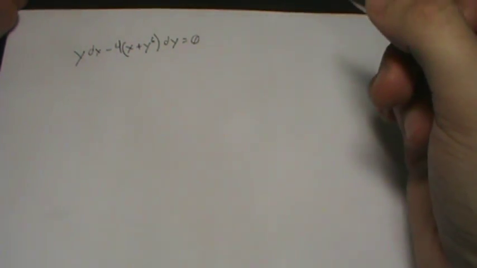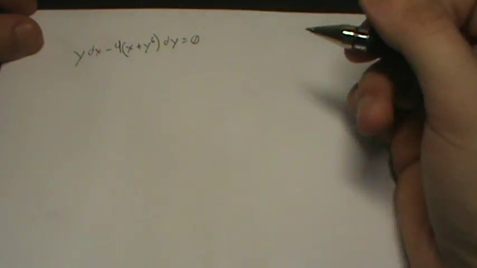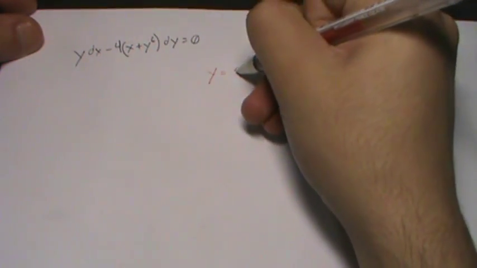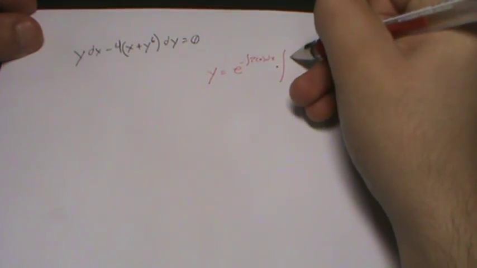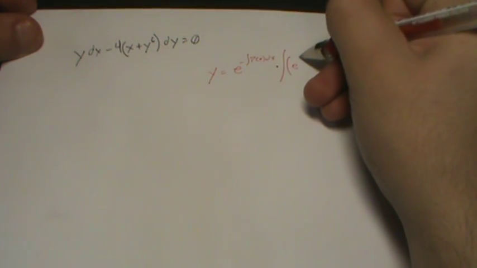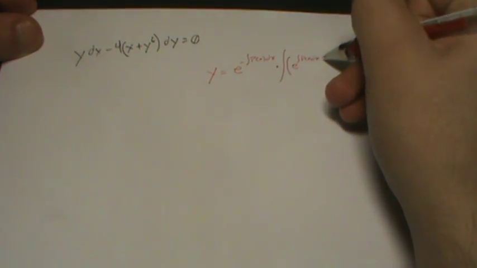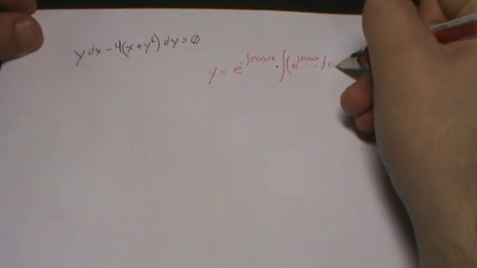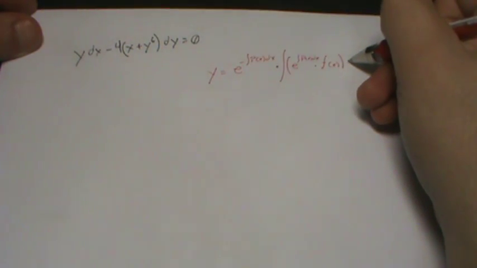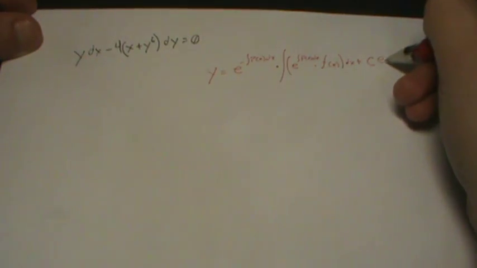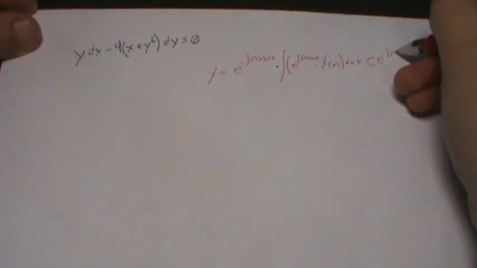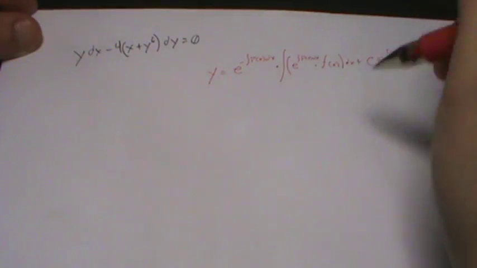Okay, here I have a very tricky example of a linear differential equation. So if you remember our formula, it's y equals e to the minus integral of p of x dx times the integral of e to the positive integral of p of x dx times f of x dx plus the constant times e to the minus integral of p of x dx.